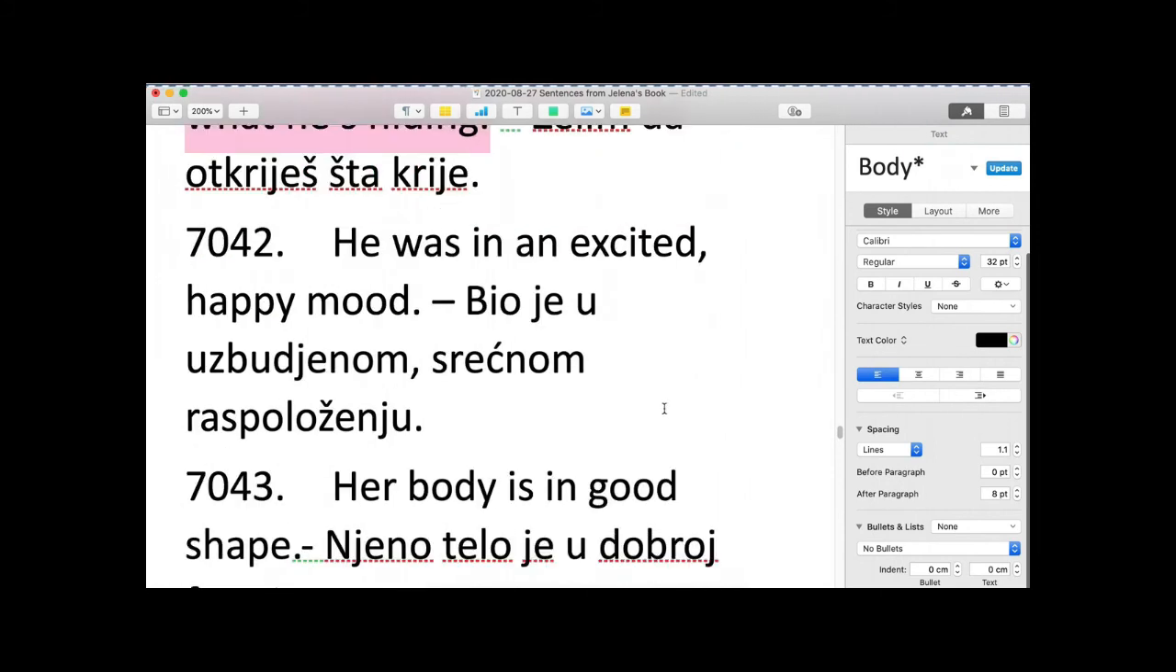He was in an excited, happy mood. Her body is in good shape.